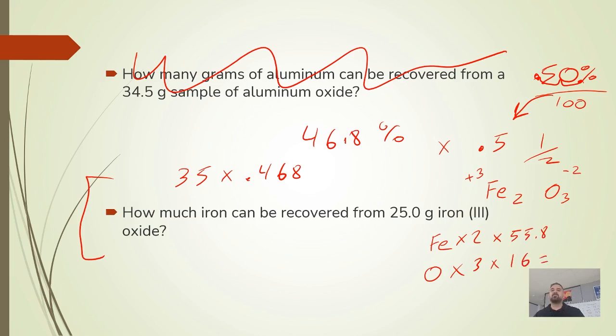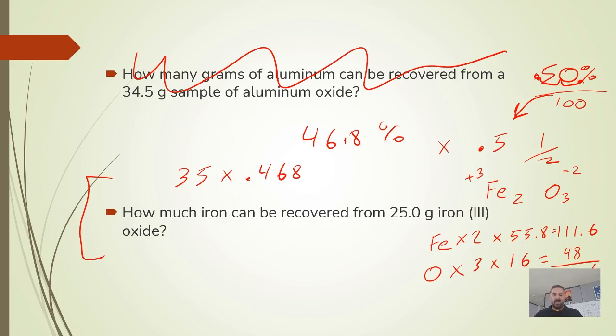And then we multiply straight across. What's 2 times 55.8? 111.6. And then 16 times 3? And then what's the total mass? One more time. 159.6. All right, so let's get our percentages.